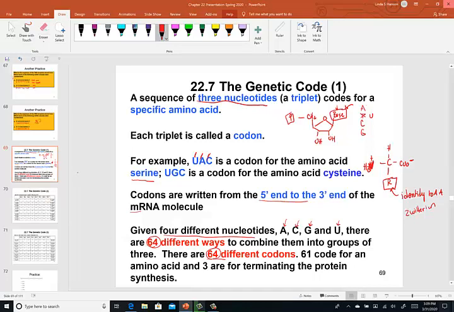There are 64 different codons mathematically. So 4 different nucleotides, A, C, G, and U, give 64 different ways you can arrange those letters. Of the 64, 61 code for an amino acid, and 3 are terminating the protein synthesis. Now keep in mind, we said there's 20 amino acids, and 61 different codons means that an amino acid is going to have more than one possible code to denote it.